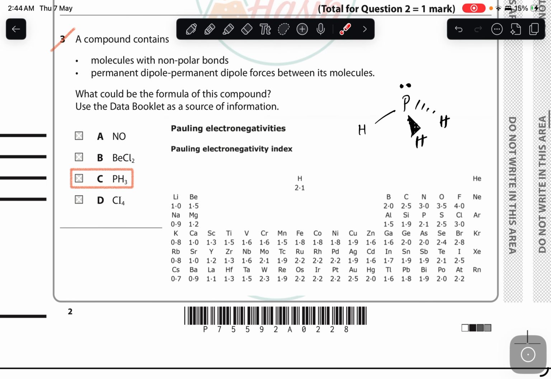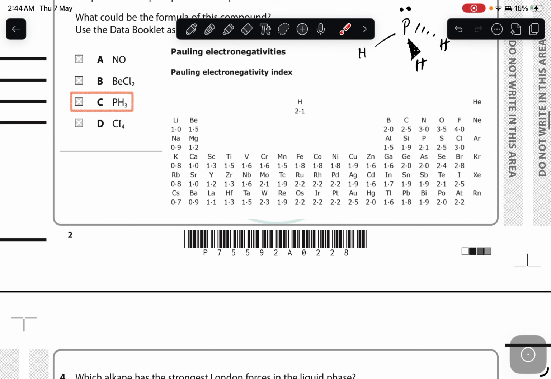It's a very different question. Usually you don't get such questions in the exam, but this is a rare question. You might get it in your exam too.